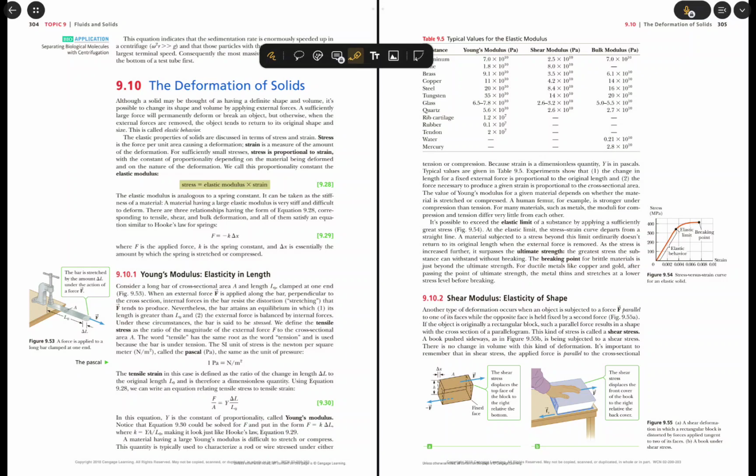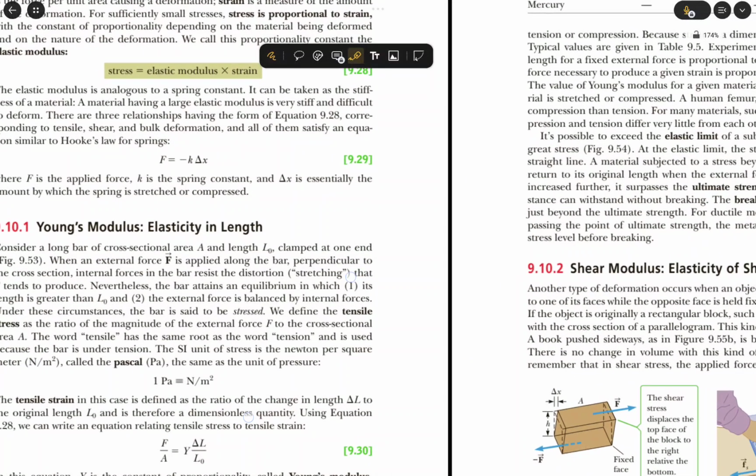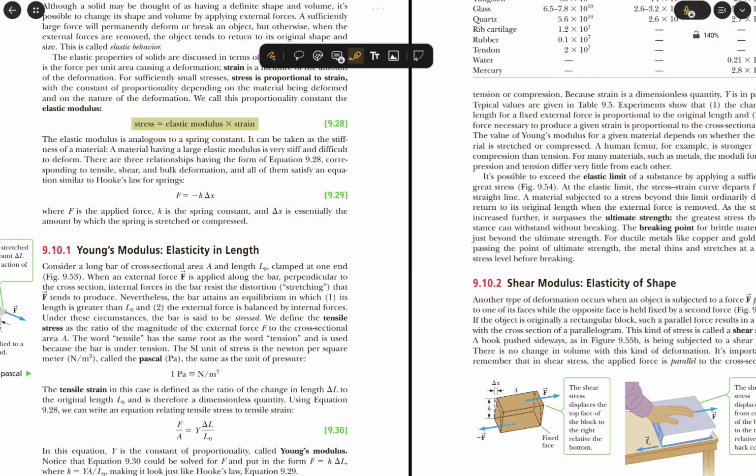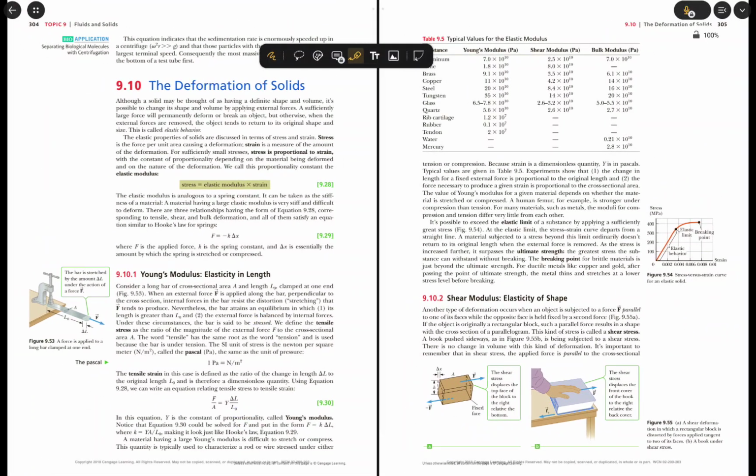So the term tensile originates from the word tension. Tensile originates from the same word as tension, tense. So since it's under tension, we will later identify where it undergoes tension.